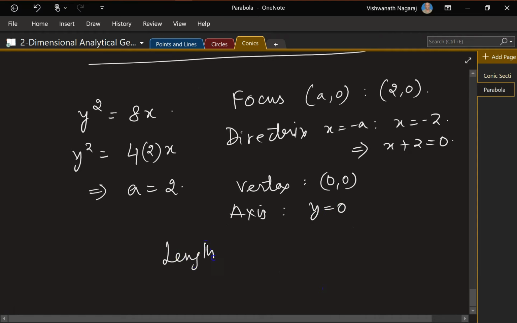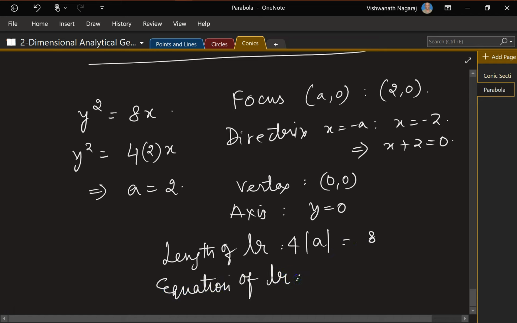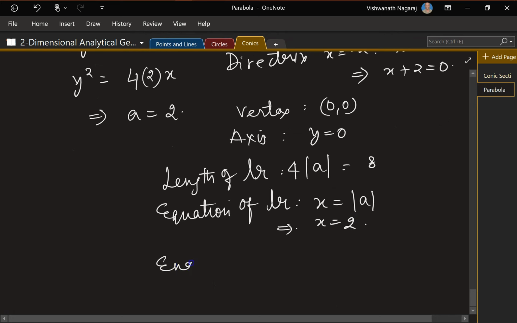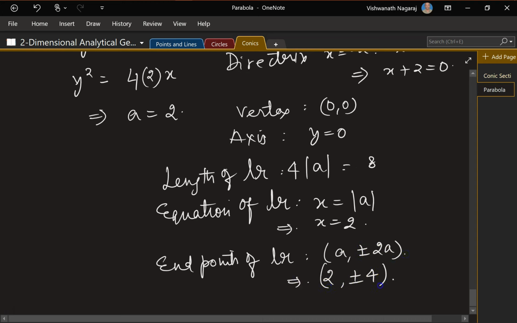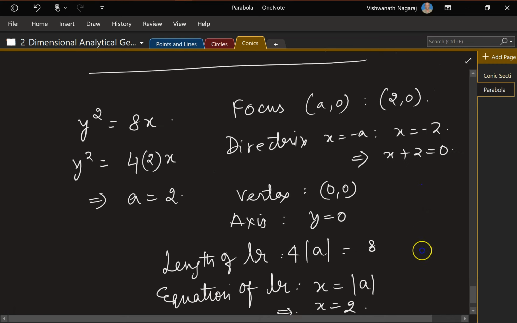Length of LR, latus rectum, is 4 times magnitude of a, which is equal to 8. Now the equation of the latus rectum is x equal to magnitude of a, so x equal to 2. End points of the latus rectum are a comma plus or minus 2a, which implies 2 comma plus or minus 4. And now it's just a question of plotting the graph.